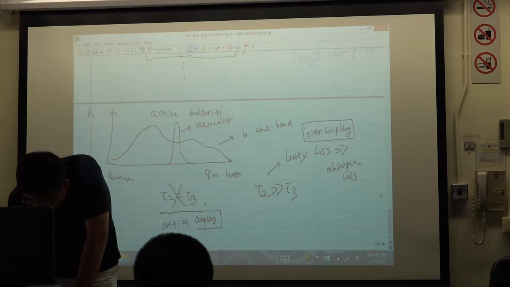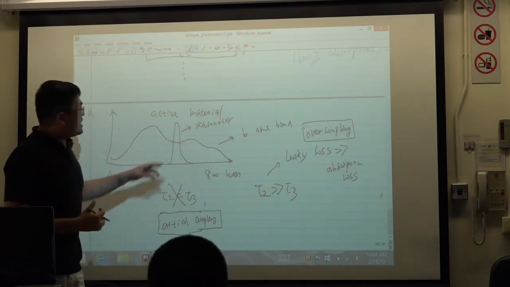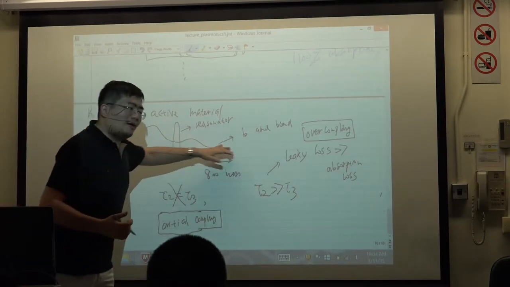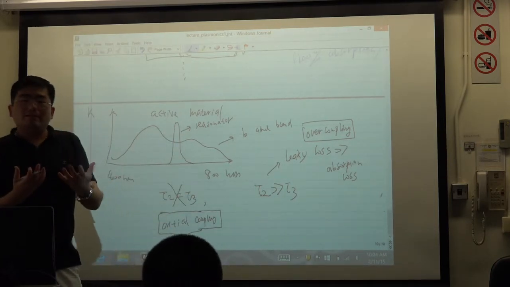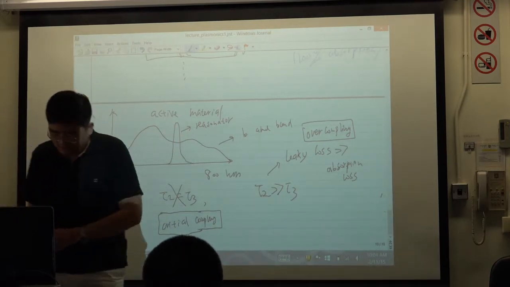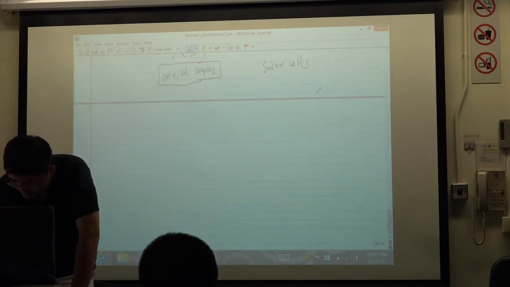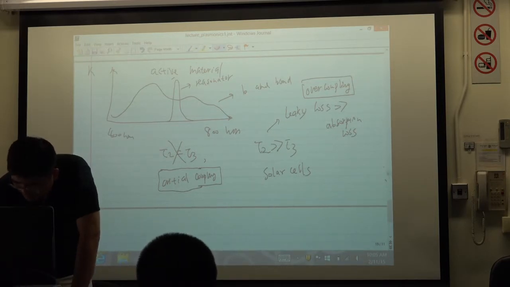So there's no free lunch, right? If you do the broadband, you cannot achieve 100%. You just get maybe 20, 30 percent, but it's broadband. If you achieve 100%, it's narrowband. No free lunch. So this is a typical issue about solar cells. So this is something I want to talk about, this coupled mode theory.